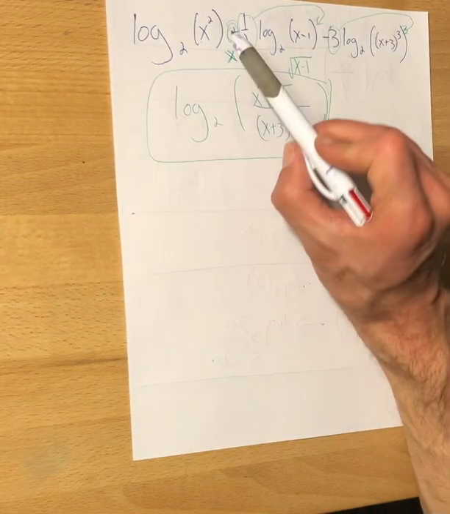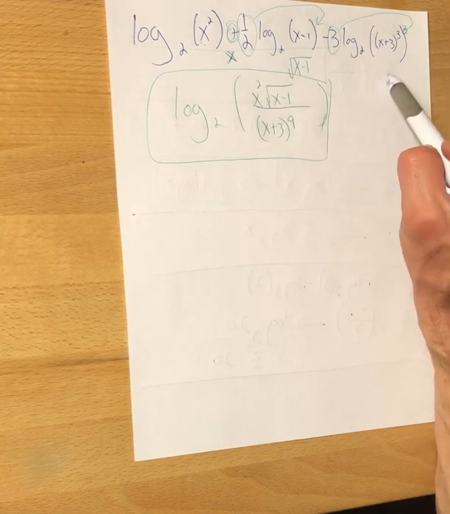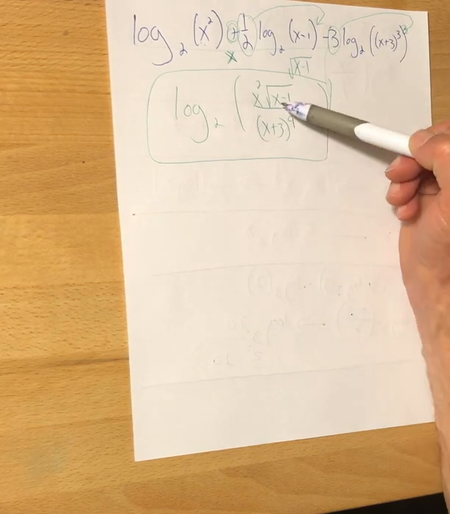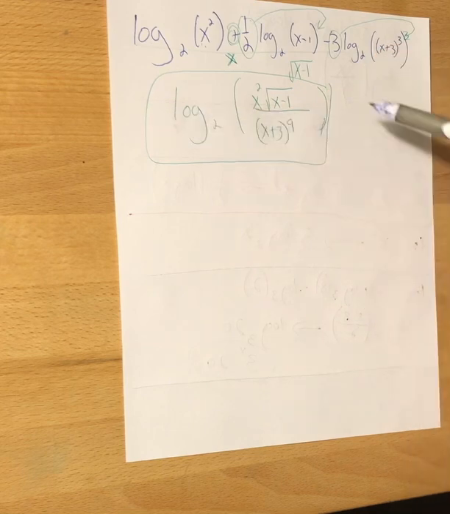What that means is if you were to plug a number in for x and do this on your calculator, it would be the same exact answer as if you were to plug that same number in for x and do this log on your calculator.